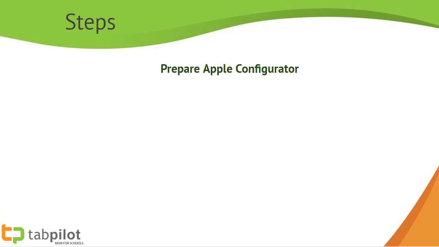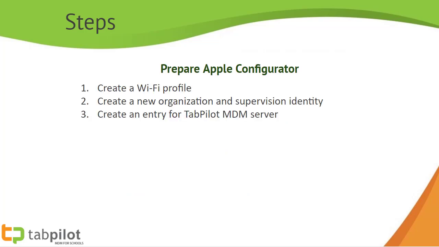This video will take you through the following steps. First, we'll prepare Apple Configurator. There are three parts to this. One is to create a Wi-Fi profile, two is creating a new organization and supervision identity, and three is to create an entry for the MDM server.